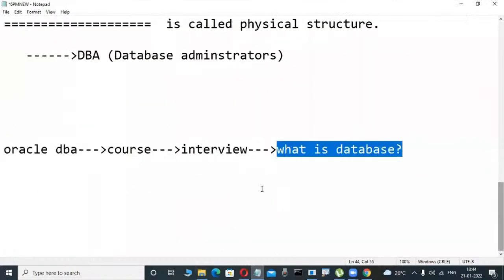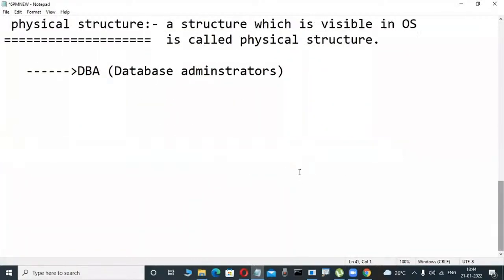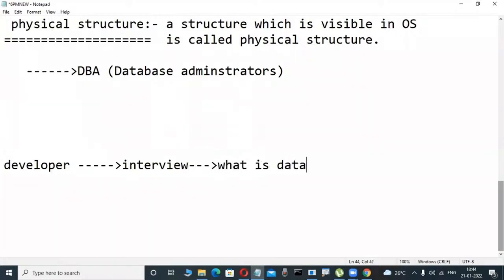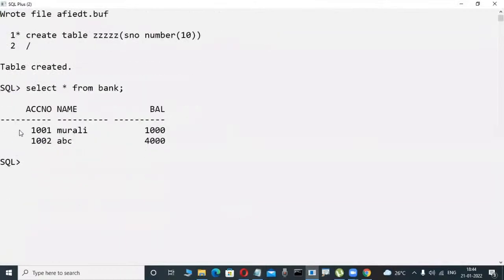Suppose I am a developer, not an administrator, for example. I am a Java developer, a SQL developer, a PL/SQL developer, a Python developer, like that. These developers attend an interview. What is a database? For example, they are not asked generally, but suppose they are. The developers answer in terms of logical structure. They say it is a place where we can store a structured collection of data.